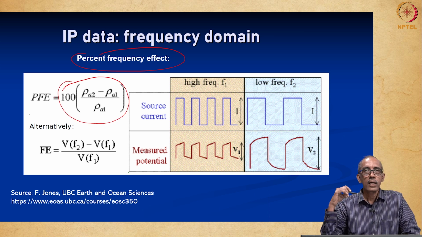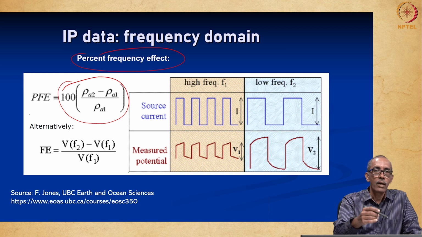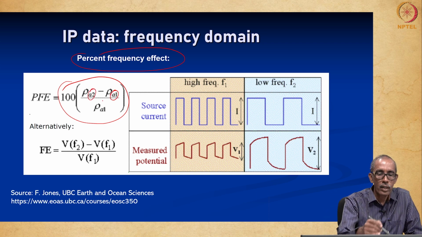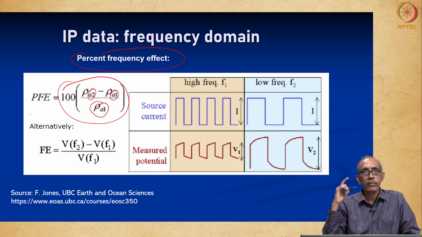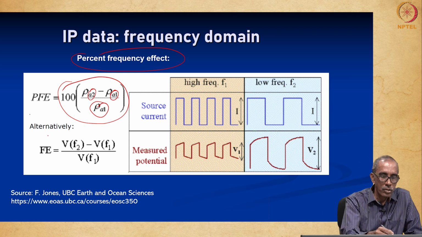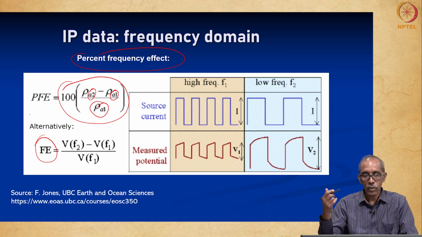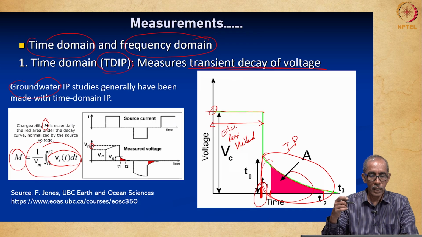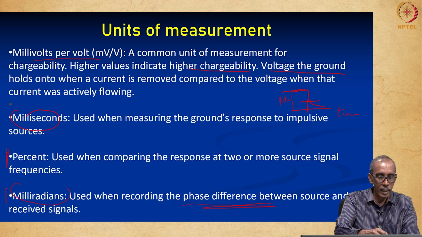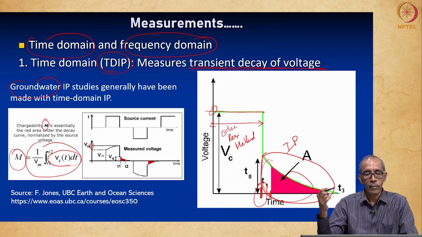That means we take the apparent resistivity measured when we applied current at two different frequencies, divided by the apparent resistivity which we got when we applied the current at the first frequency. This is what is known as percentage frequency effect, which is also alternatively given by this, the frequency effect instead of percentage. And the other unit which we can use is milliradians, as we had seen. We can also use this unit here.